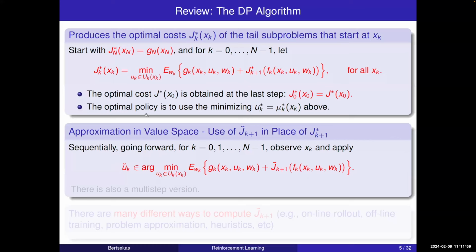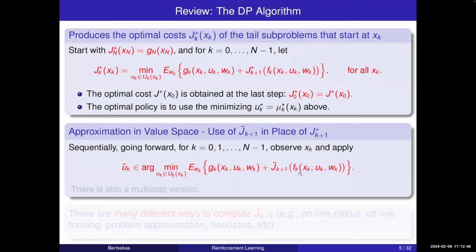Now, sometimes solving this problem, actually often, can be intractable. The state spaces can be very large, and we may not be able to compute it in any reasonable amount of time. So for this, we turn to approximation in value space. Here, there is no starting from the end and moving backwards and then going forwards. We only go forward. So we start at the beginning and we choose our control, uk tilde, as the argmin over the set of controls in a similar way, where we take the expected value of the corresponding state and control pair. And then we add the cost to go. But the cost to go, jk plus one tilde, is an approximation of jk plus one star.